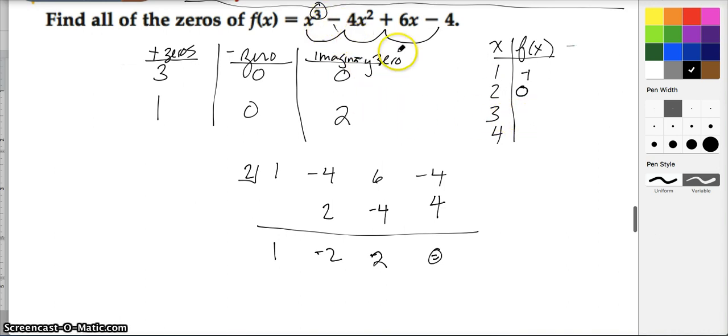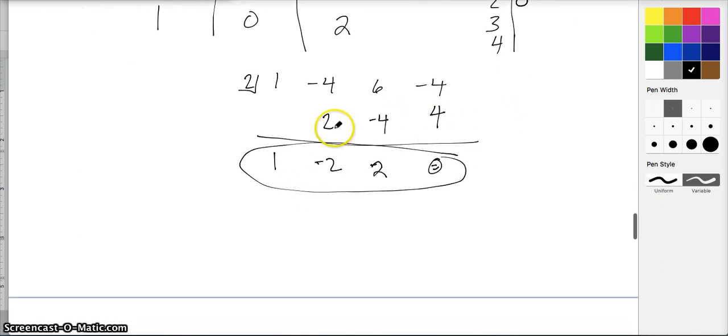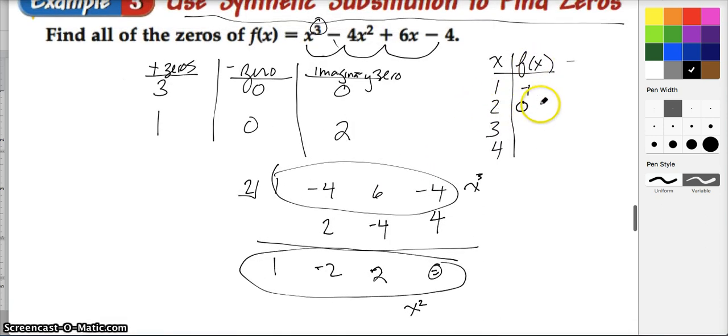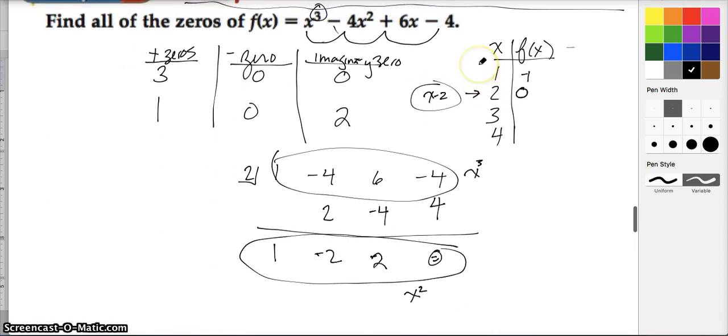I can check these guys and see if I have more zeros, but I'm not checking these. What I'm going to do is use what we call the diminished or depressed equation, right? Not depressed because it's sad, it's depressed because it is smaller. This referred to a cubic, an x to the third power problem. This is going to be an x to the second power because it's diminished. Technically, by substituting that 2 in, we divided out x minus 2. This lets me know that x minus 2 is a factor, okay?